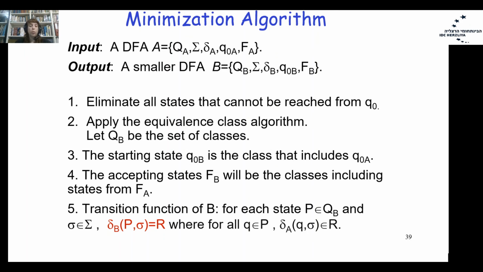Transition function of B: for each state P in QB and letter sigma in the alphabet, delta B of P and sigma equals R. The meaning of R: we take all states Q in P, and we see where we go with the letter sigma. Then we unite the results and we get the state R.